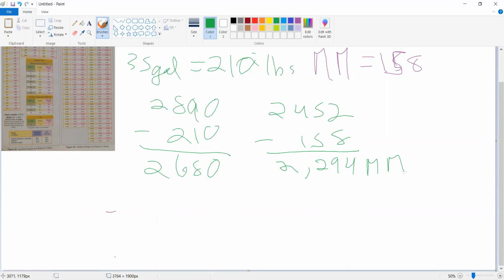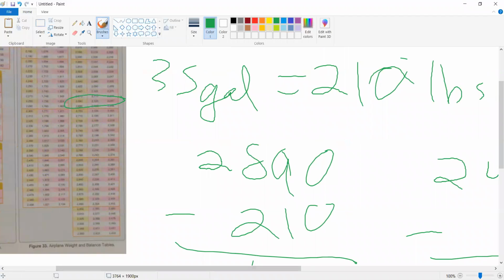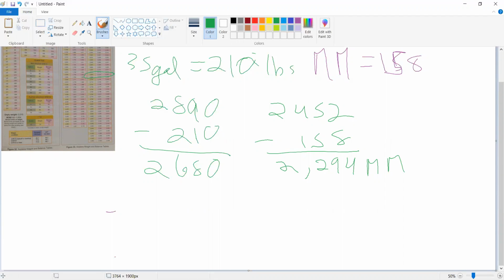Now we have to figure out if we're on limits or off limits. So we have to look at our chart, 2,680. Let's see if we can find that. 2,680 falls between 2,123 and 2,287. So unfortunately, our number goes above that. And because of that, it affects the CG, it is out of limits. So that's the answer. The CG is out of limits.